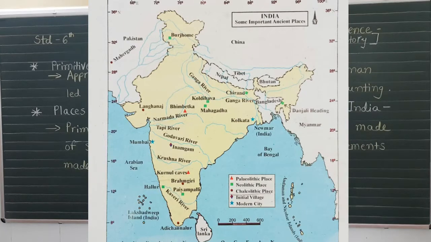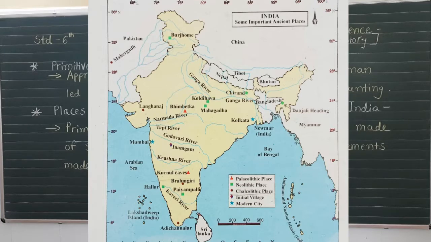Here, children, I will show you the map of Stone Age human habitation in India. This is a map of some important ancient places in India. In the lower part of the map, there is a box showing different places. Through these places, we learn about human habitation. So look carefully at the places marked in the map.